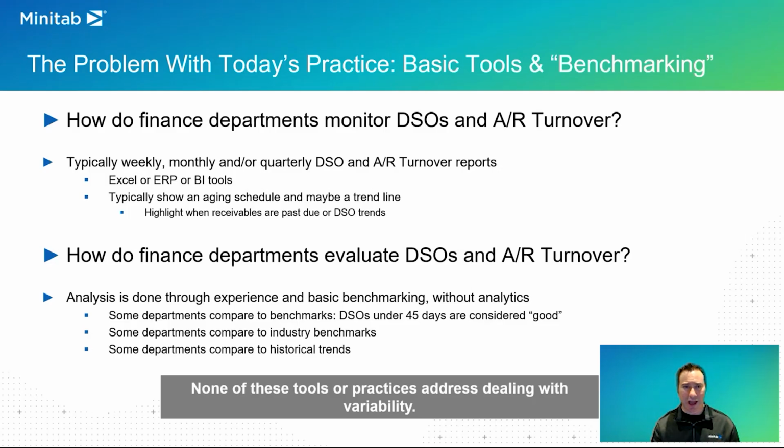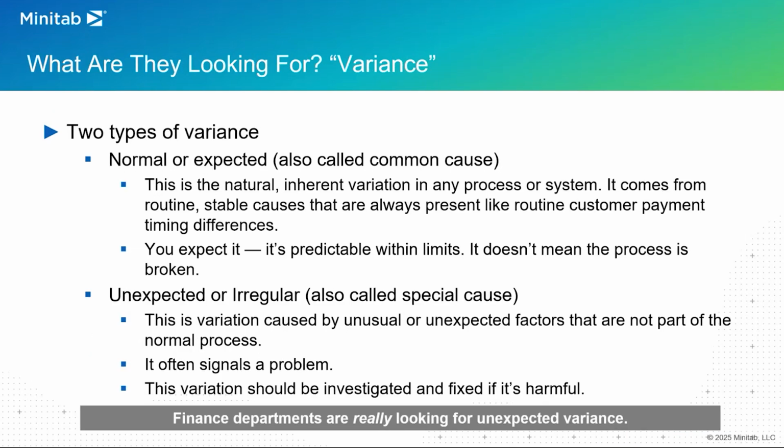The issue here is that none of these tools actually address dealing with variability or variance or what's changing. They simply tell you what's going on and what has gone on in terms of general trends, but not really if something's changing. And that's really what you're trying to signal. So when we talk about something changing, we have to understand there are different types of variance. There's normal or expected variance, which in a manufacturing or quality world is also called common cause.